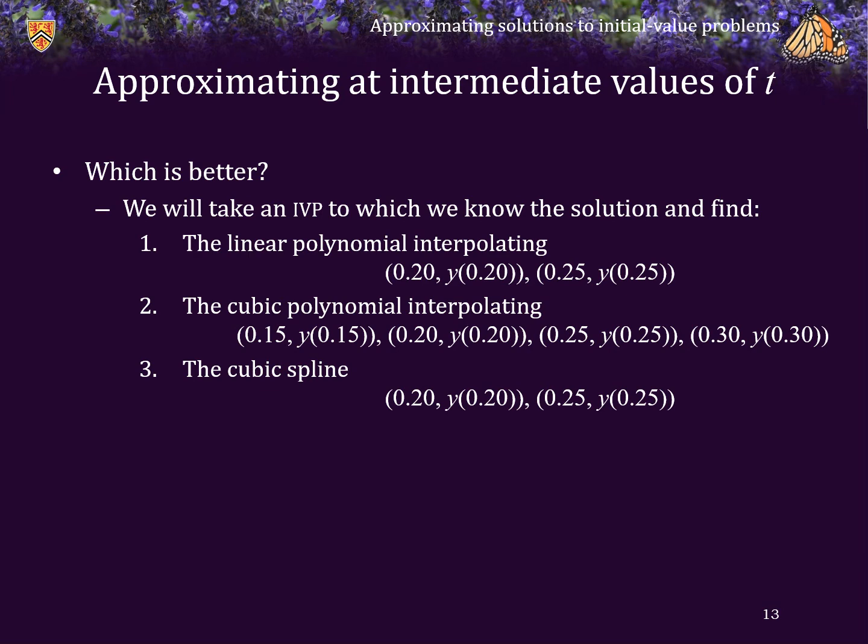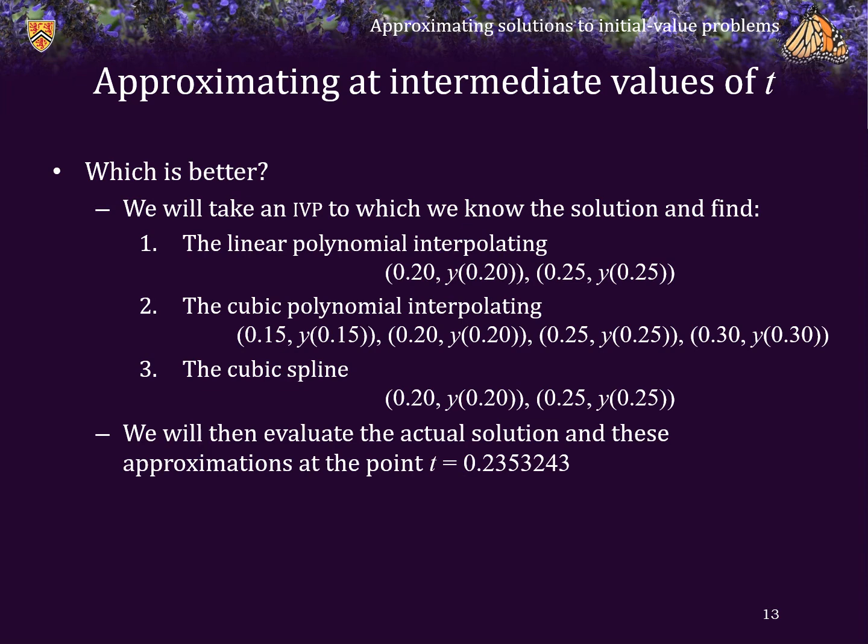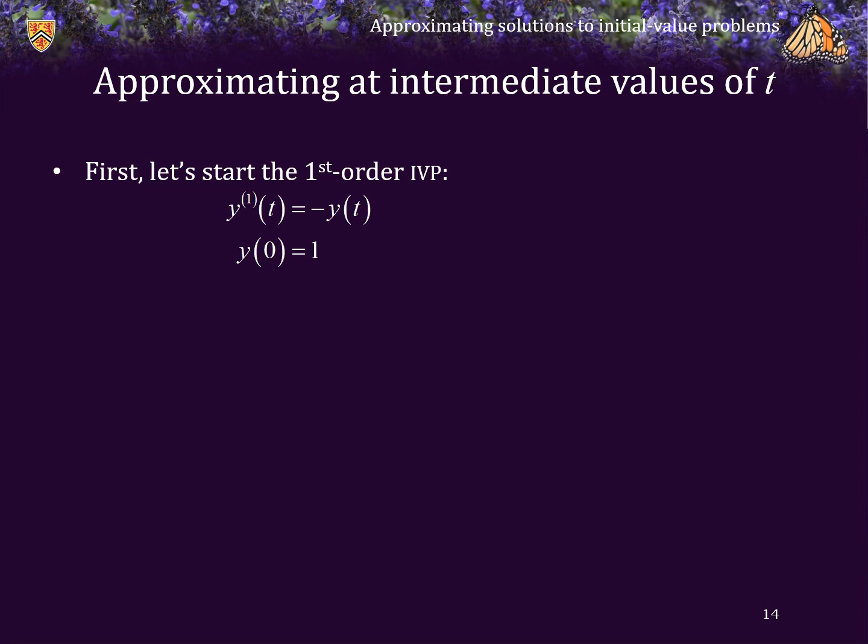And because it's an initial value problem, we also know the slopes at those 2 endpoints. We're then going to evaluate the actual solution and these approximations at a point between the 2 midpoints. 0.23 and change is between 0.2 and 0.25. First, here is an initial value problem to which you already know the solution. It's e to the negative t. That's the exact solution.